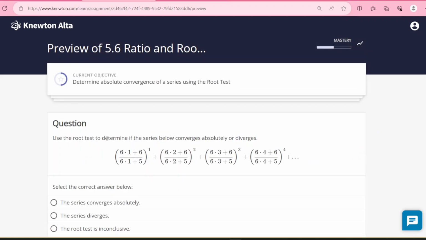Okay. Here we're asked to use the root test to determine if the series below converges absolutely, which again would imply convergence, or diverges. Well, they don't give us a sum here. Notice the dot, dot, dot, the ellipsis at the end. It's an infinite series. They don't give it to us in sigma notation, but I could very easily write it in sigma notation. Hopefully you see the pattern from one term to the next. So I'll write this out.